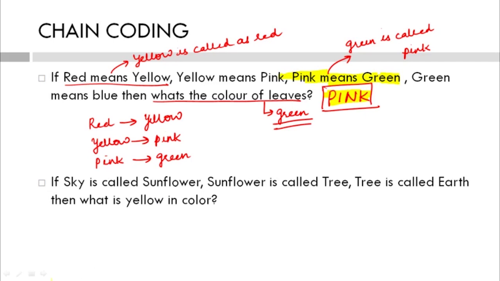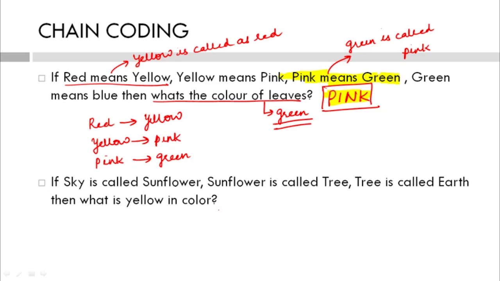Sometimes in questions they will ask means, the word means, right? Red means yellow, but many other times they will ask like the second question given here. If sky is called sunflower, sunflower is called tree. This is very easy, right? Sky is called sunflower means in a code language, sky is called as sunflower, sunflower is called as tree, tree is called as earth. Then what is yellow in color?